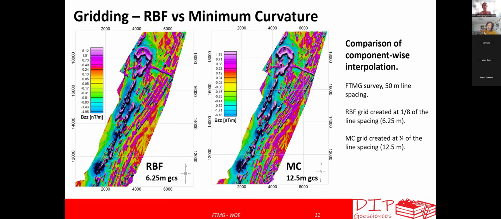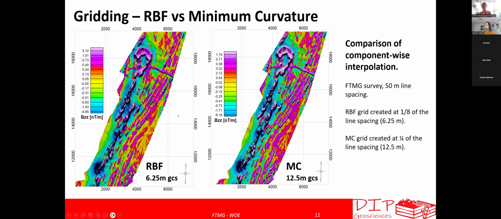So that is, you use full tensor. If you use independent components, you should go to only 1/4 or 1/5 of the line spacing. So for this situation, we have 50-meter line spacing. We went with the minimum curvature, we went to 12.5 meters. And with the RBF, since it's a better interpolator, we were able to push the envelope a bit more and we went to 1/8, so we went to 6.25. And this is BZ set for those cases.